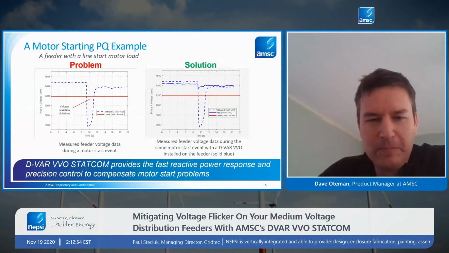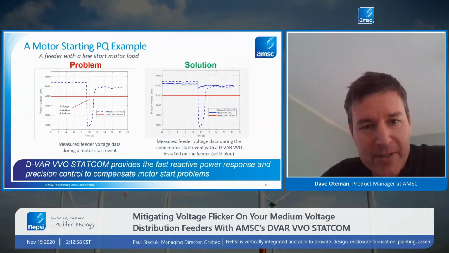It's also true that we often install STATCOM solutions where there already is a soft starter on that motor, just to reinforce the idea that soft starters typically are not adequate to address the power quality issues. Okay, great. All right, we'll move on to the next slide.